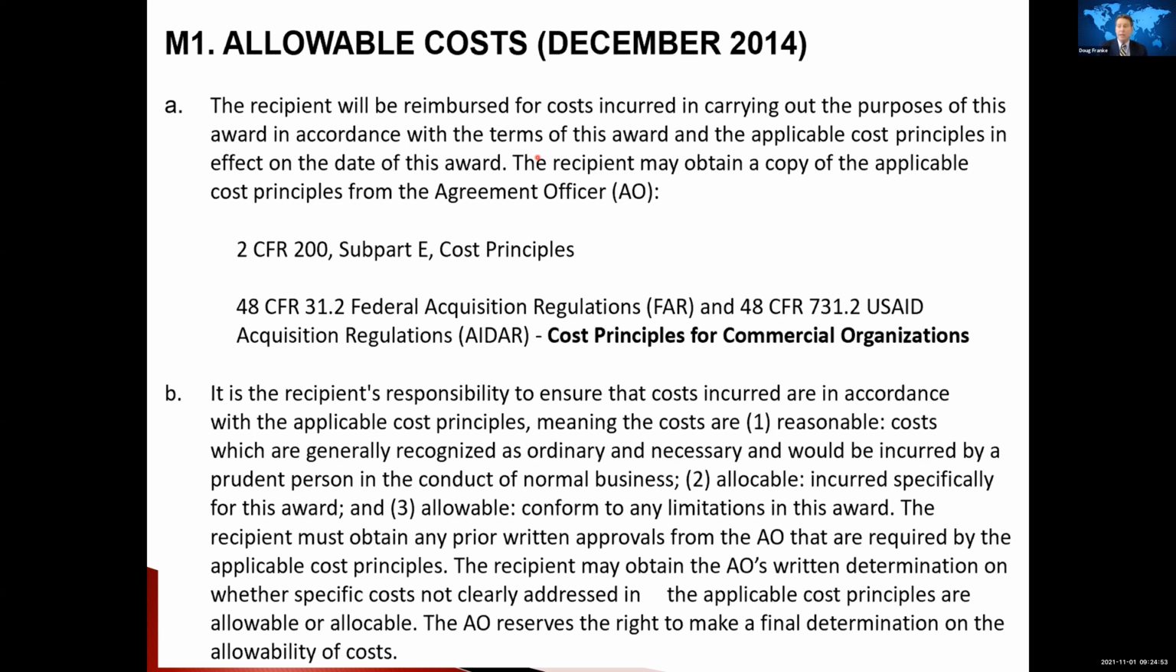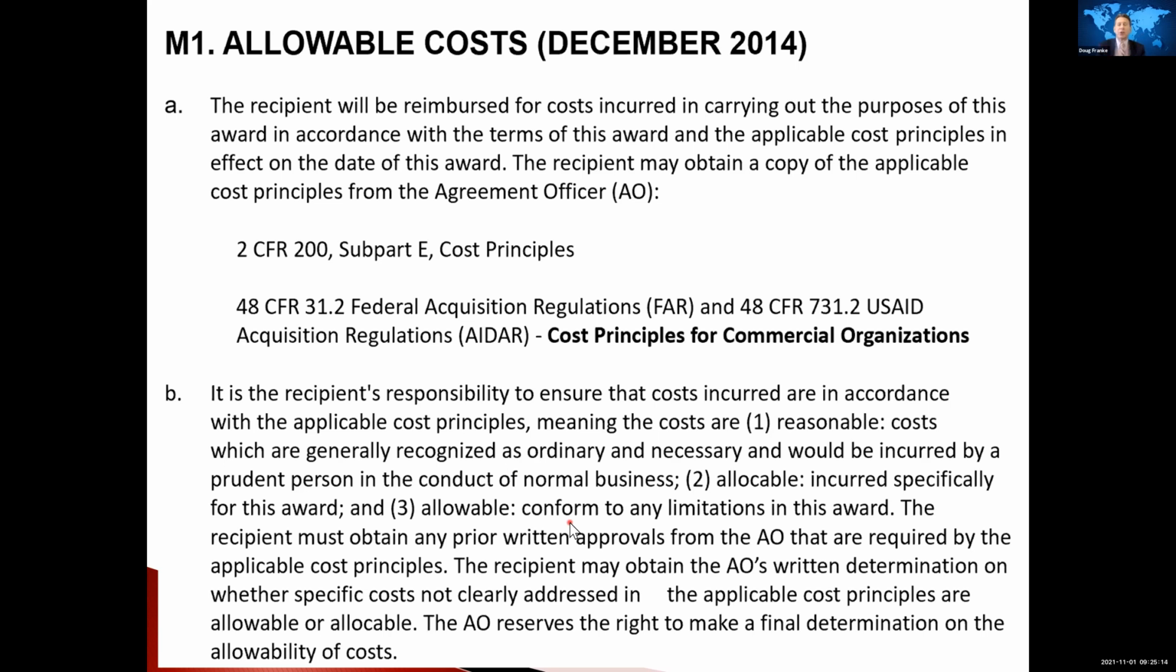Okay, so you need to read your standard provisions and read your award and know the cost principles and then spend the money correctly. This M1B is very important. If you're taking notes, this correlates to the number 407 in the cost principles. What it says is you should be able to recover all your costs that are reasonable, allocable, allowable.